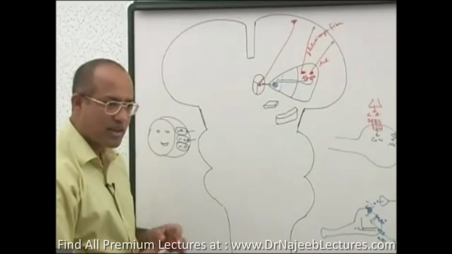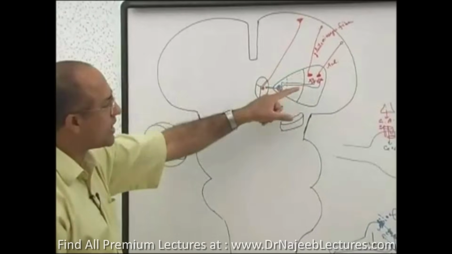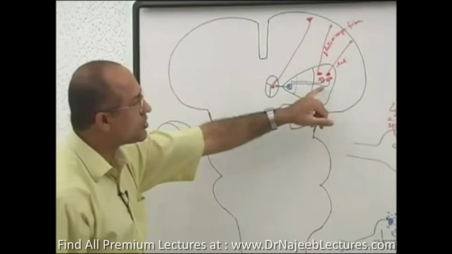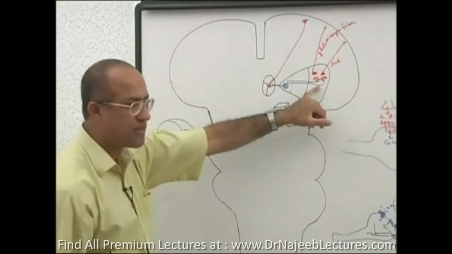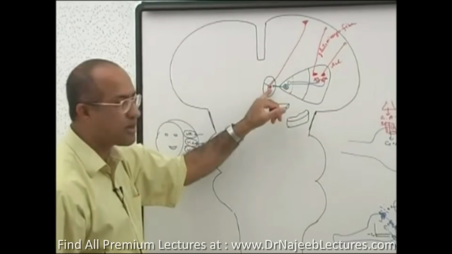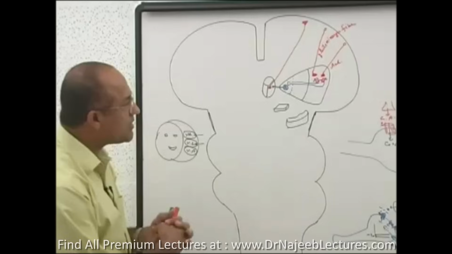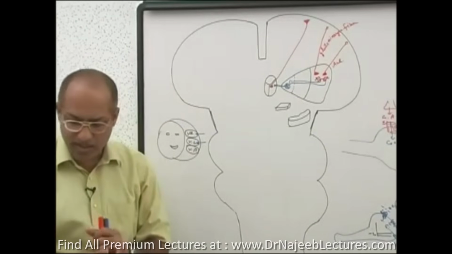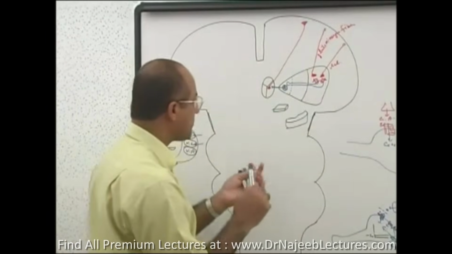This is called direct pathway. Why is it called direct neurotransmission pathway? Because it starts directly from striatum, going directly to the globus pallidus internus and directly to the thalamus. Then there is another indirect pathway as well. How does that work?